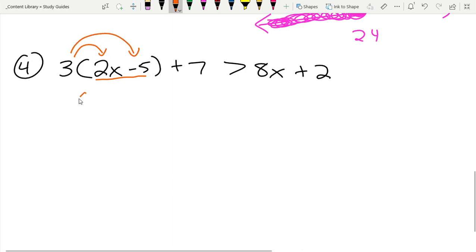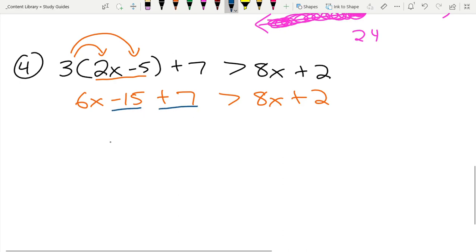3 times 2x is 6x. 3 times a negative 5 is a negative 15. And I'm just going to rewrite the rest of the problem. Then I'm not organized. This negative 15 and this plus 7 should be put together. So negative 15 and a positive 7 is going to make a minus 8.